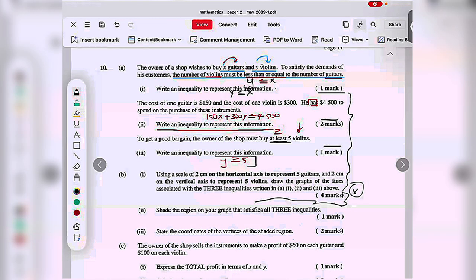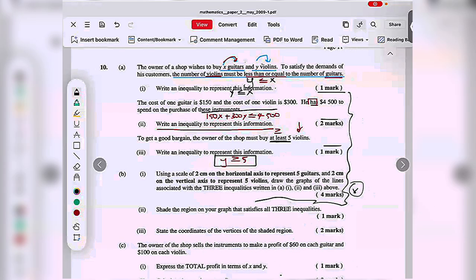So we have inequality 1. We have inequality 2. And then we have up here inequality 3. We have 3 inequalities now.